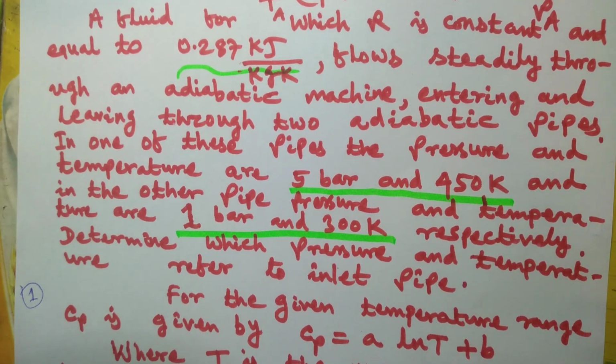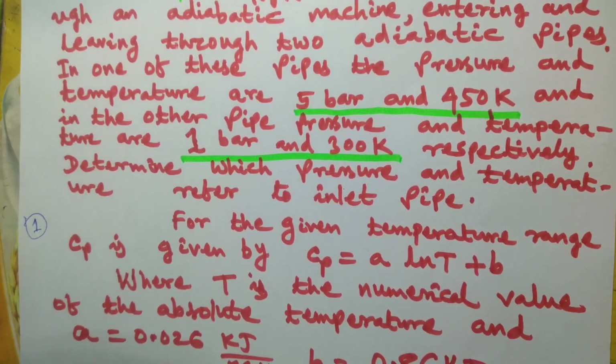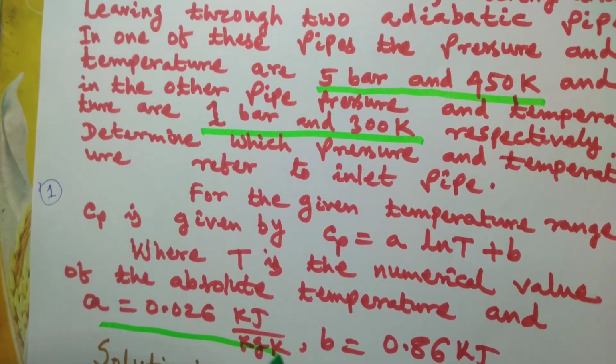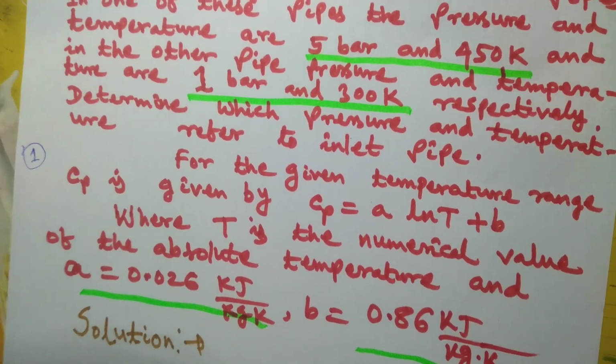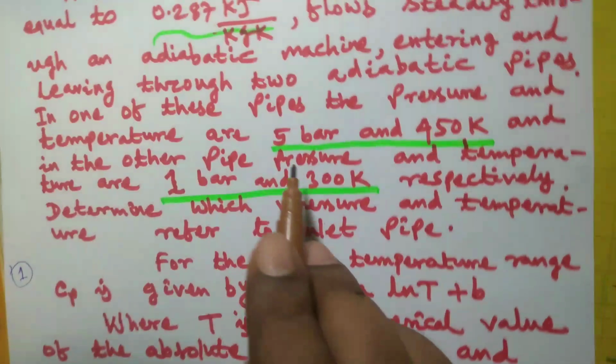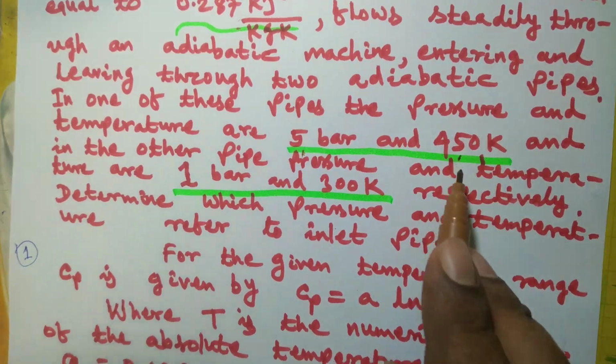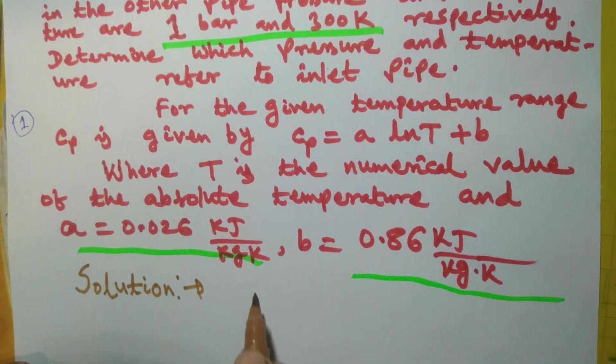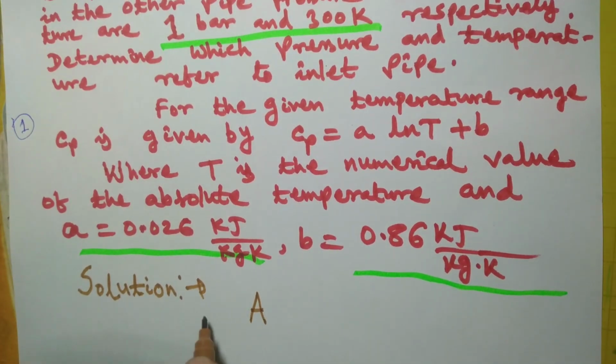For the given temperature range, Cp is given by A ln T plus B, where T is the numerical value of the absolute temperature, and A is equal to 0.026 kJ/kg K, and B is equal to 0.86 kJ/kg K. Suppose this pressure and temperature condition refers to section A.